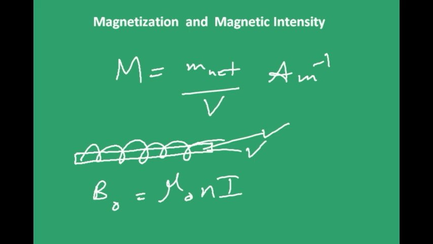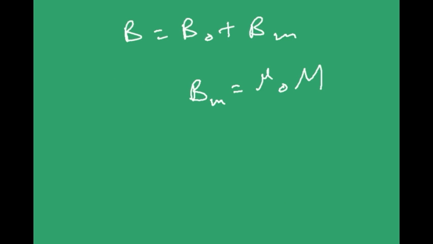this material. So the new magnetic field, let it be B, has increased by the amount Bm. So my new magnetic field is B naught plus Bm. Now Bm is given by mu naught times magnetization. More the magnetization of the material, more will be Bm, more will be the increase in the magnetic field. And mu naught is the same permeability of vacuum. It is 4 pi into 10 power minus 7.